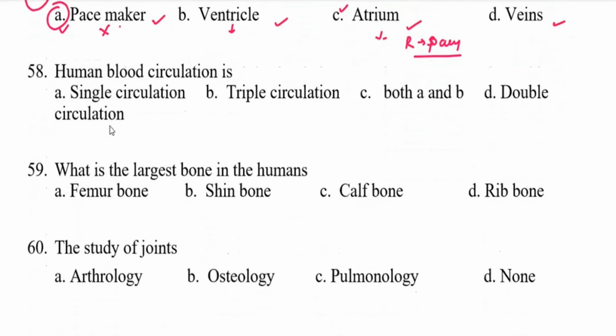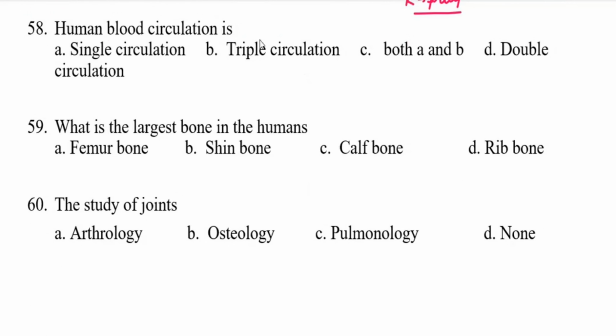Okay, coming to the next question, 58th: human blood circulation is, in humans, single circulation, triple circulation, or both A and B. That means single circulation and triple circulation. These are not it; we have double circulation. So the correct answer for this question is double circulation.